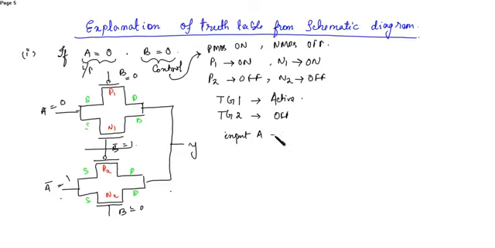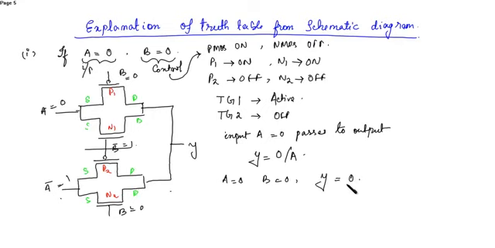Input A equals 0 passes to the output. So Y is equal to 0. Actually Y is the same as A. So here since A is 0, the output is 0. So if A is equal to 0 and B is equal to 0, then the output Y obtained will be 0. So the first condition is satisfied now.